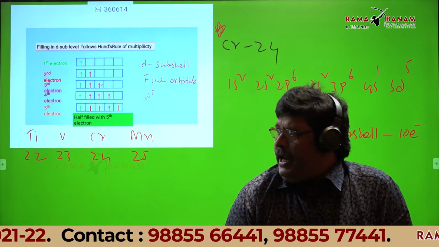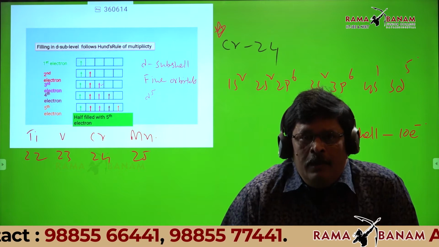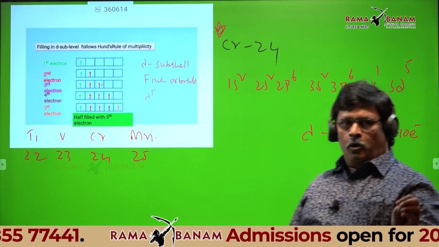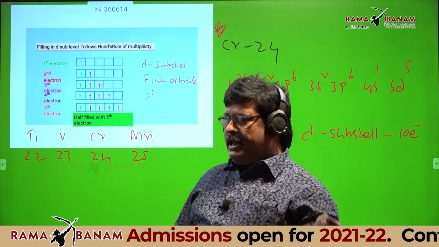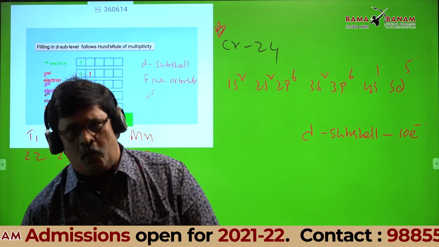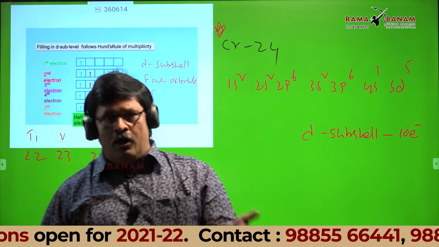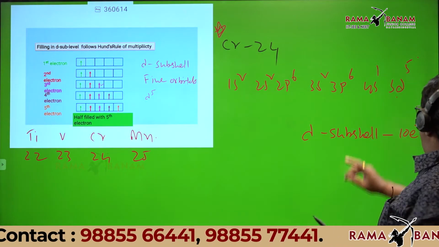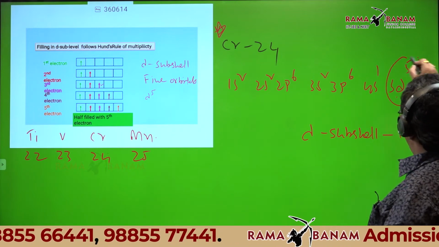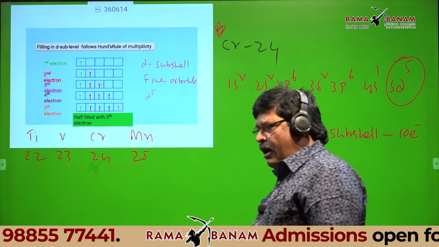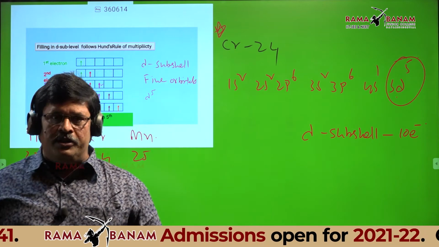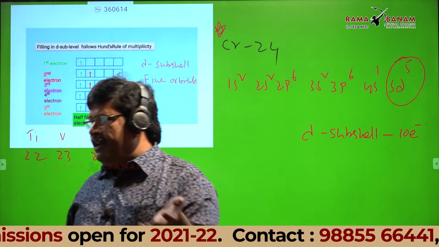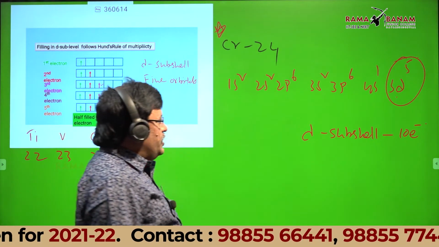Just you should know: 1s2, 2s2, 2p6, 3s2, 3p6, 4s1 3d5, because there is an anomaly in the configuration of chromium. Right now, the only simple reason: completely filled or half filled orbitals are more stable. That is the reason why instead of 4s2 3d4, the configuration of chromium is 4s1 3d5. Is it okay, students?